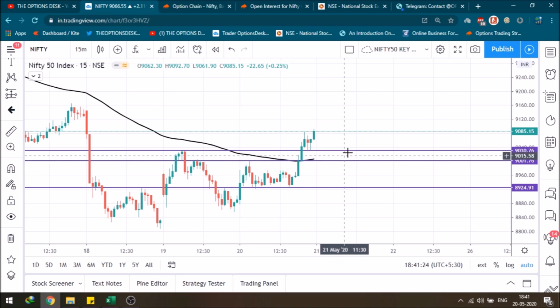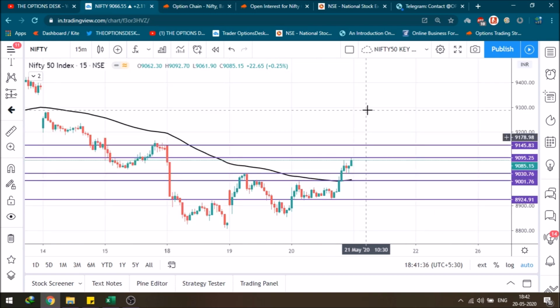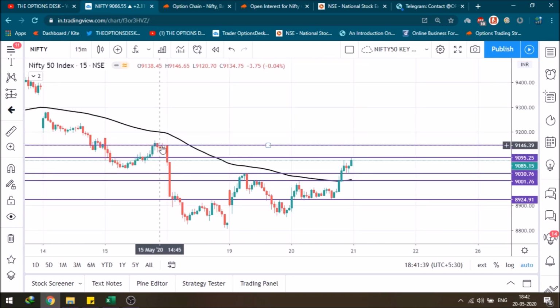On the other hand, what levels can we expect on the upper side? If we break above today's high of the Nifty 50, if we open flat tomorrow, we can definitely go for the level of 9145. Why this level? This was also the resistance that Nifty 50 was facing, and when it was coming down at this level, this was also support, and it also closed around this level on the 14th of May.